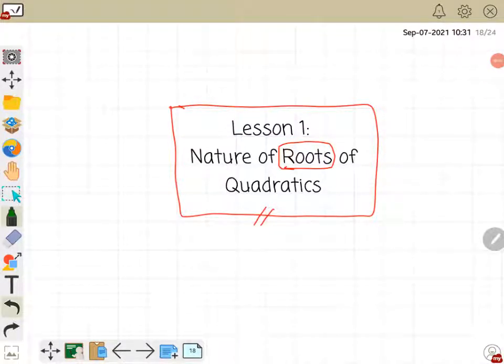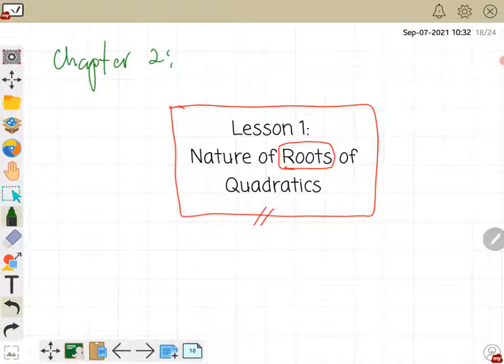In this video, we are going to discuss our very first lesson for chapter 2. Chapter 2 talks about an extension to properties of quadratic equations. So in chapter 1, we talked about how to solve a certain quadratic equation using different methods.